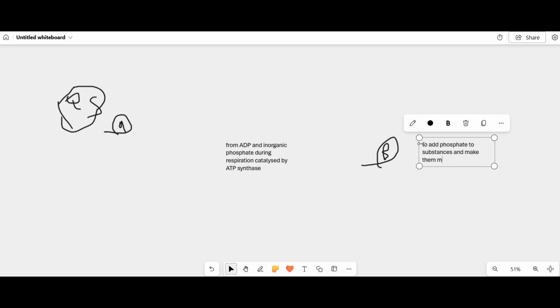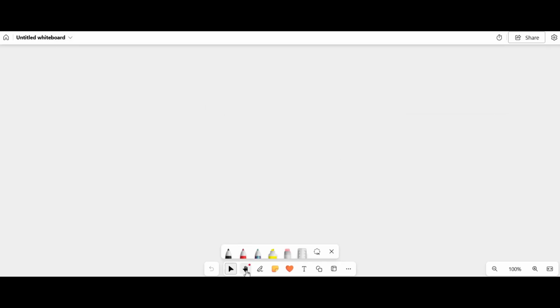And make them more reactive, yeah? So what it does is it phosphorylates other molecules here, which makes them more reactive by changing their shape. And also, that's the second use here, is to provide energy for reactions here. That's it.